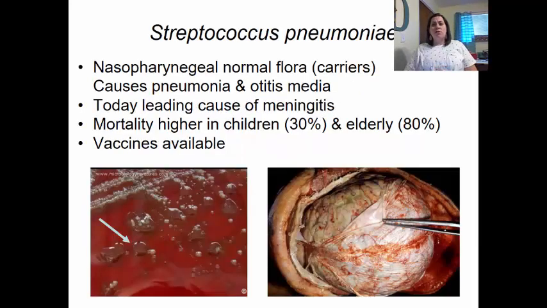So let's look at Streptococcus pneumoniae first. This is a nasopharyngeal normal flora, so most people are carriers. Actually, about 70% of the population are. And it is a normal type of flora in the nasal or throat area. However, if it gains access into other areas of the body, it could cause pneumonia if it goes deeper into the lungs, as well as a middle ear infection if it gets into the otitis media.